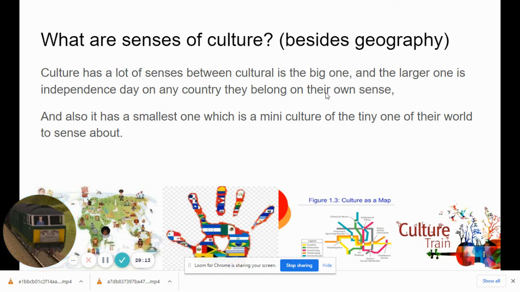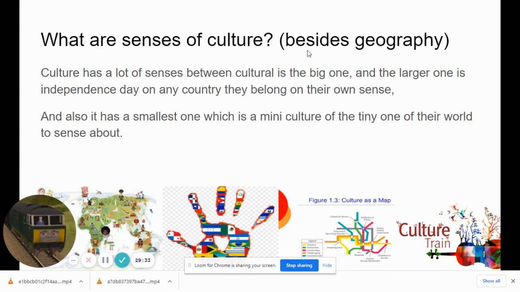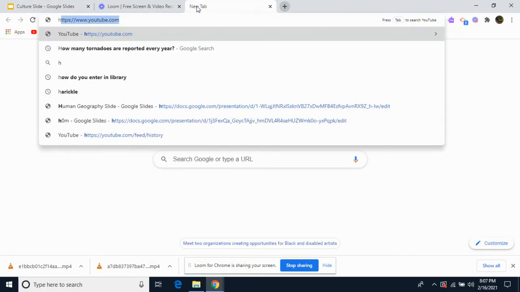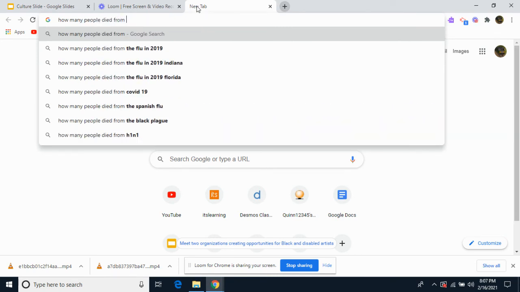It says culture has a lot of senses. Culture is a big one. Culture is very big, very large for Independence Day, and it can also be very big for other things. This world is extremely big. I'm not even kidding. There are a lot of people in this world trying to survive, and most people are dying because of COVID. I feel bad for those people. I'm going to show you how many people died from COVID.